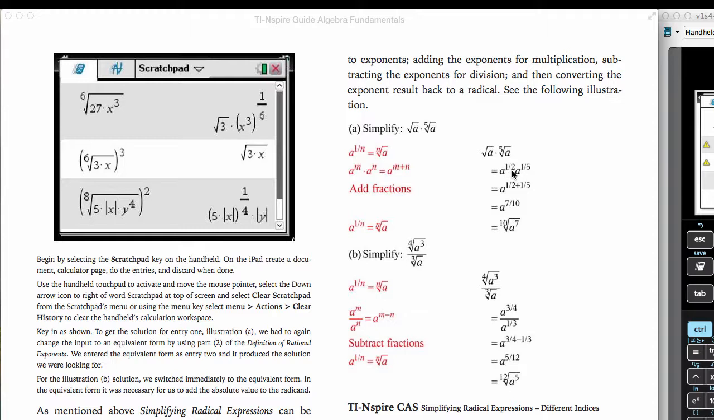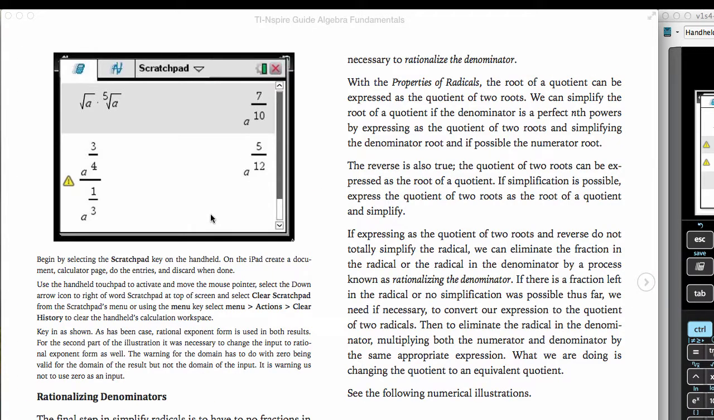When we have the square root times the 5th root, we can switch these over to fractional exponents. We add the exponents together and switch it back. We have the 4th root of a cube, and the cube root here, switch it over to fractional exponents, subtract them, switch it back. Here it shows these things being worked on our calculator.